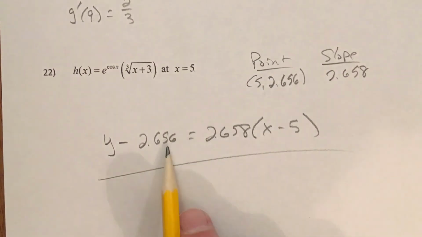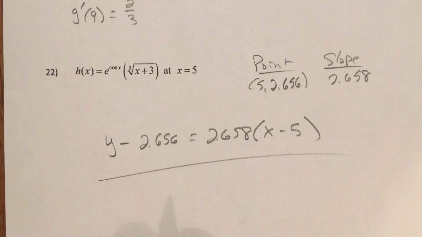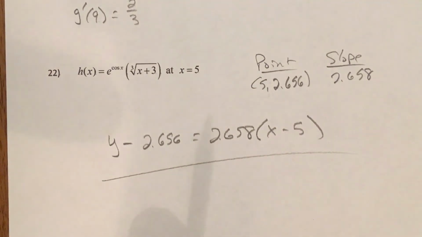Okay, always 3 decimal places when you round. That's how we do that. All right, so that's part 2. Part 3 coming up.